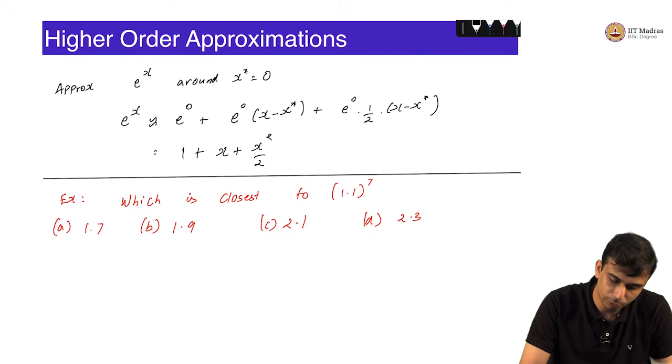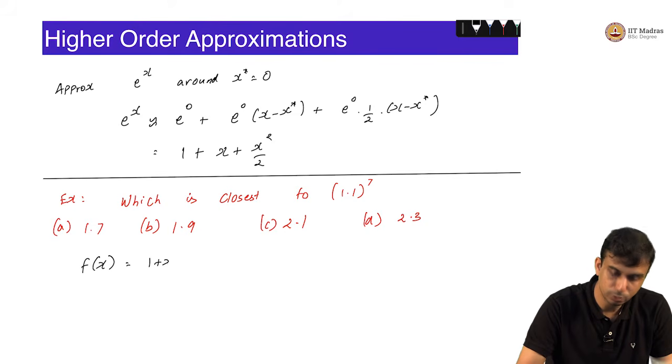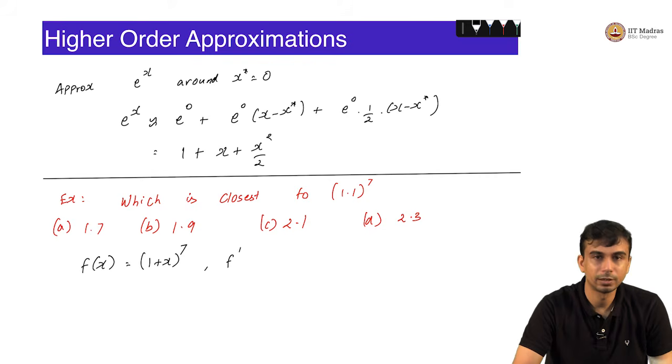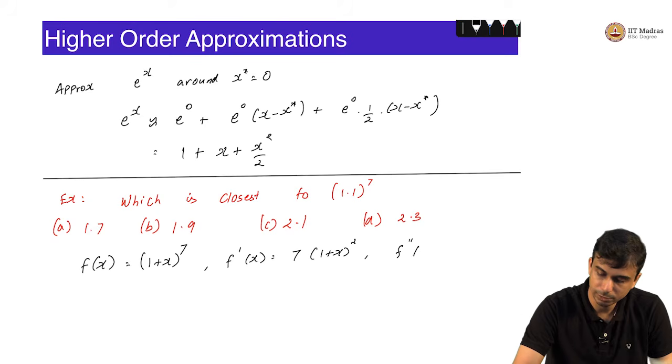We will compute that now. f of x is equal to 1 plus x power 7. f dash of x is 7 into 1 plus x power 6. f double dash of x is 42 into 1 plus x power 5.